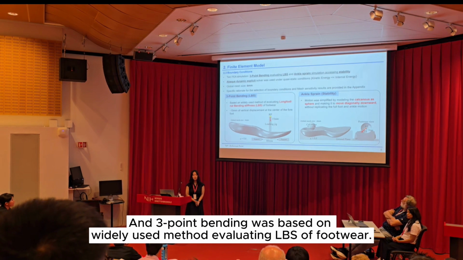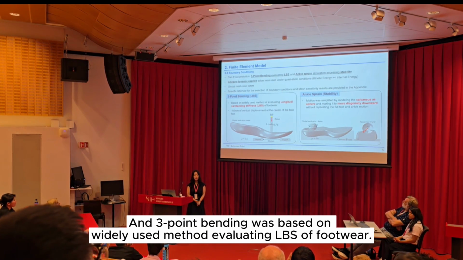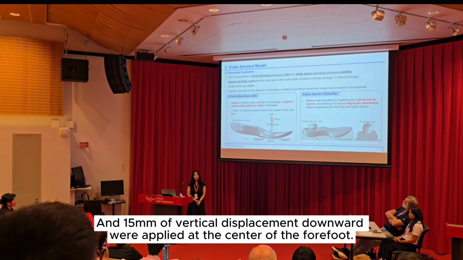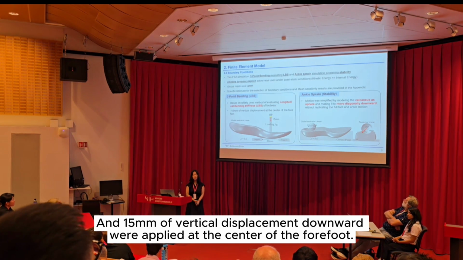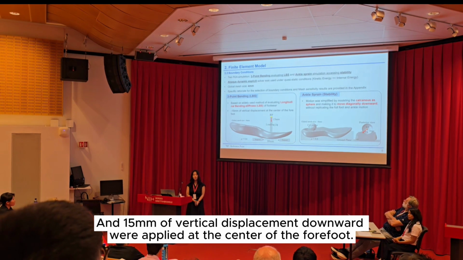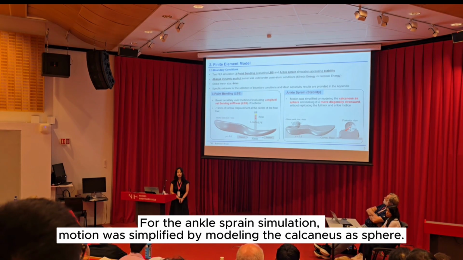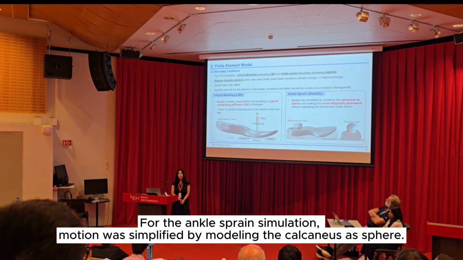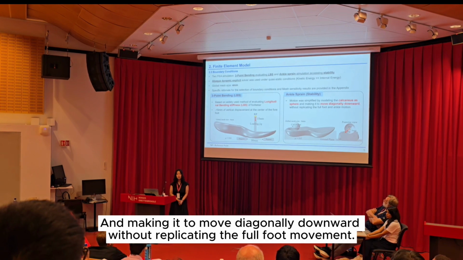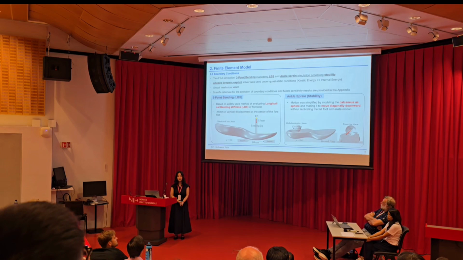And 3-point bending was based on the widely used method of evaluating LBS of footwear. And 15 millimeters of vertical displacement was applied at the center of the forefoot. And for the ankle sprain simulation, motion was simplified by modeling the calcaneus as a sphere and making it move diagonally downward without replicating the full foot model.